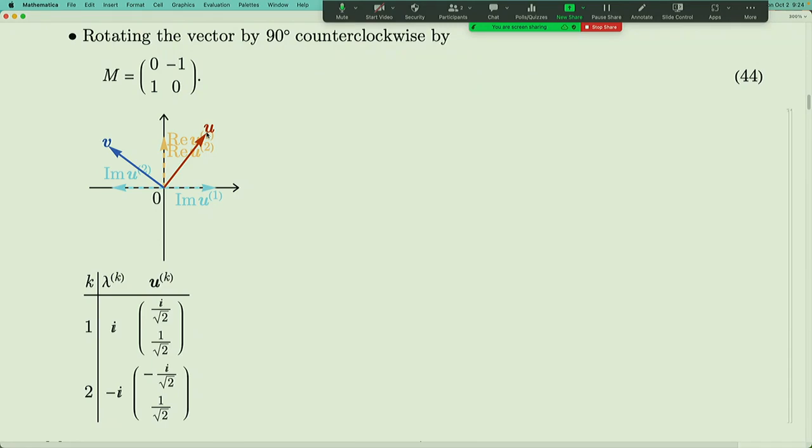So why does this rotation correspond to an i? Maybe you recall that last time when we talked about complex number multiplication, we said there is a very interesting fact that e to the i theta is a very interesting complex factor.